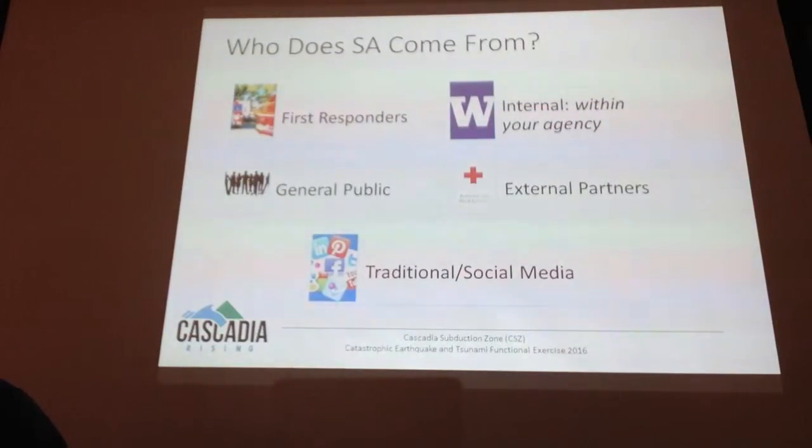So where does this come from? Usually first responders, internal within your agency. You usually have things within your agency for collecting situational awareness. External partners are going to tell you stuff. The general public is going to put stuff on Twitter and such. And as I said, traditional social media, the general public is usually going to put it up there.